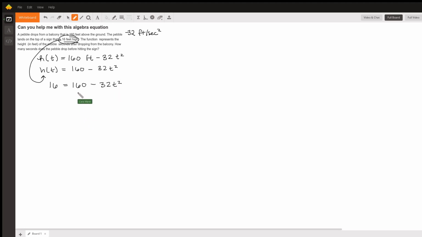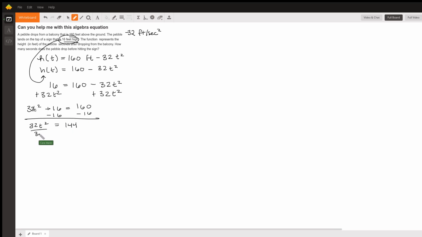Let's make the math and the signs easy. I'm going to add 32t squared to both sides: 32t squared plus 16 is equal to 160. I'm going to subtract 16 from both sides. I chose to do it that way so that I would have positive numbers as opposed to negative ones. 160 minus 16 is 144.